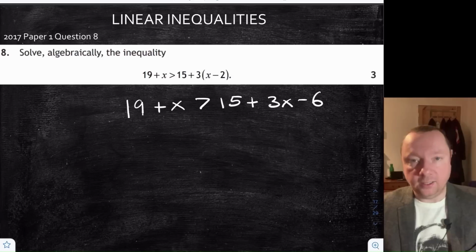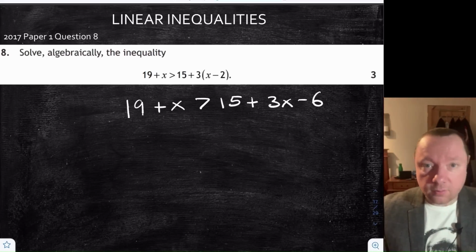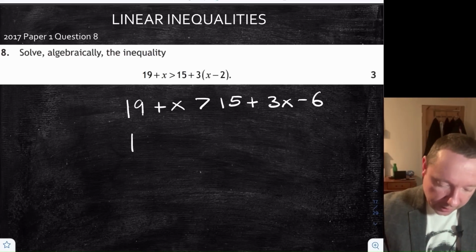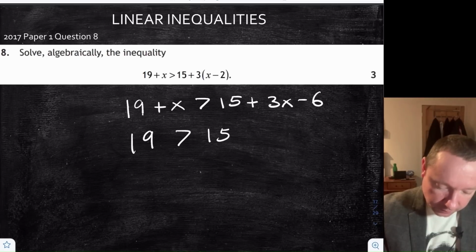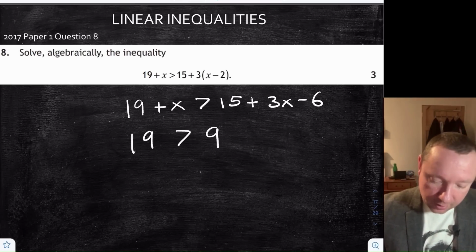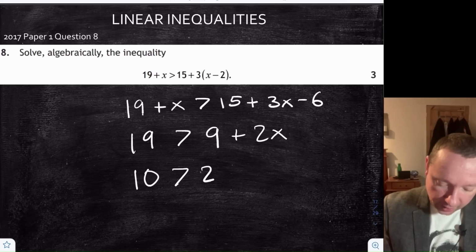Now, with inequalities, it's always best just to leave your x's over. It doesn't really matter which side, but leave them positive, because if you ever get a negative x, then you have to flip the sign, which you don't want to do. So the smallest x's is on the left, so I'll move them to the right. So I've got 19 is greater than 15 take away 6, which is 9. So 9. 3x minus x is 2x. And then we can move the 9 over, so we get 10 is greater than 2x.